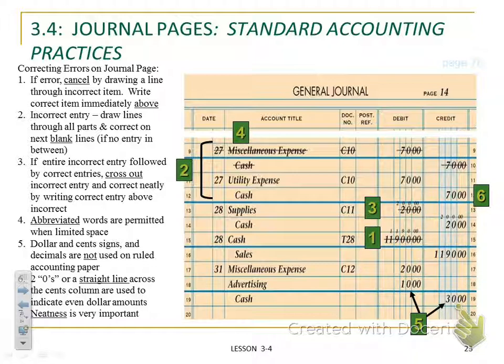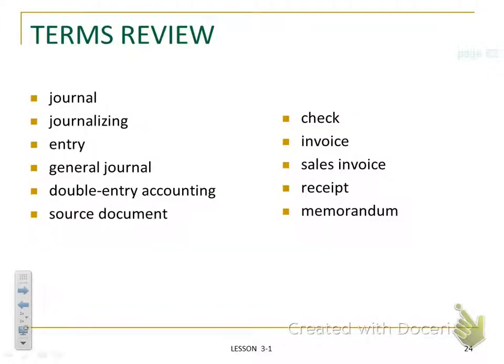And lastly, we can use a straight line across the cents column to indicate zeros. It's sometimes a little bit neater and a little bit less confusing. You've seen me do that in the working papers during class. So you can use a straight line in the cents column instead of using the double zeros to represent the cents. And that's it. These are the terms that we need to know for Chapter 3.